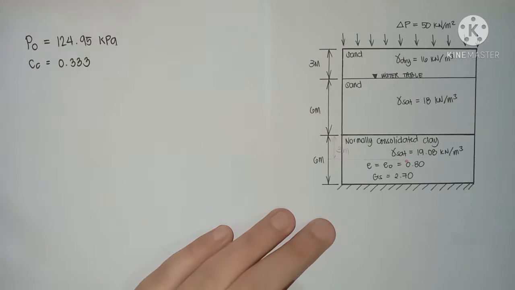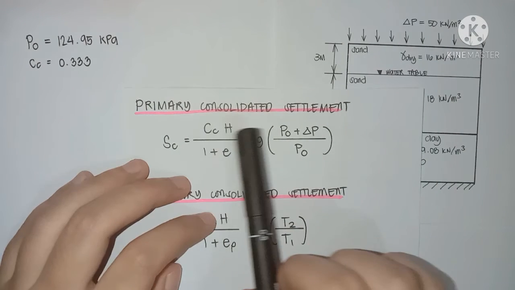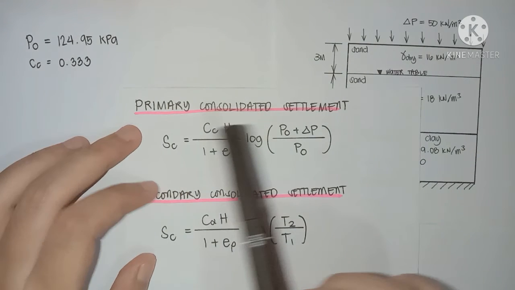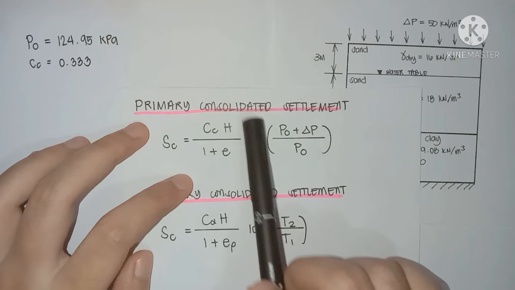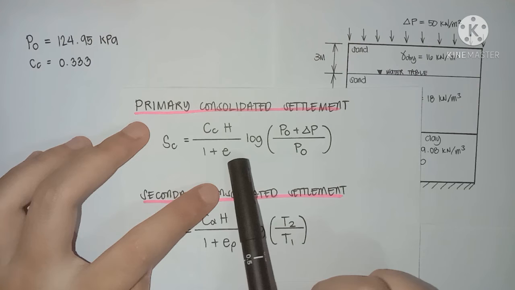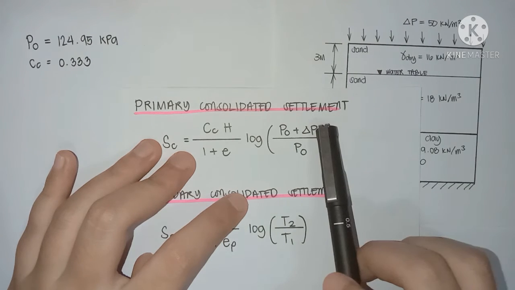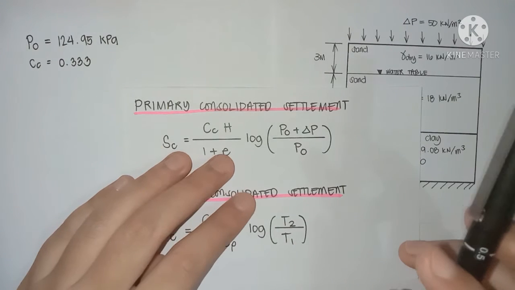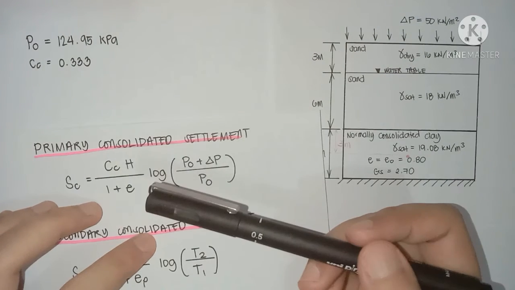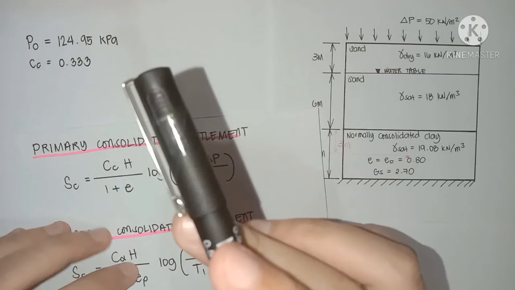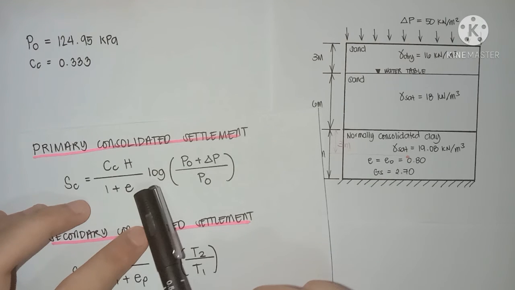Based on previous reports, we have a formula for primary consolidation settlement, which is this. SC is equal to the compression index times the height of our clay, divided by 1 plus our initial void ratio, times log of (P0 plus the change of pressure) divided by P0. Earlier in number 1, we already solved for CC as well as P0. So all we need to do now is substitute those values to get SC, since delta P, H, as well as e are given.